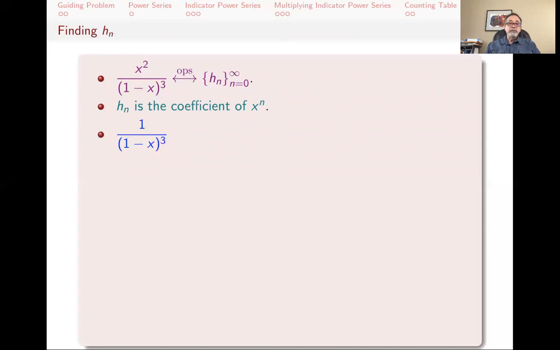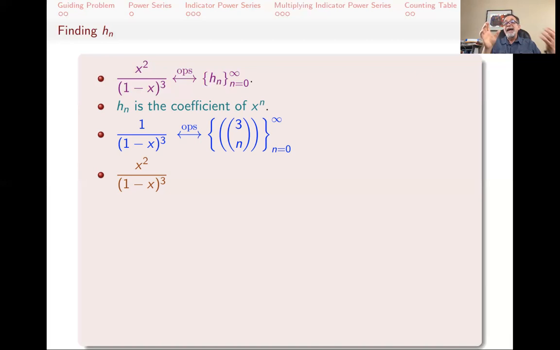We now work backwards. We say, well, 1 over 1 minus x cubed. What is that? Well, that is the ordinary power series of multi-choose numbers 3 multi-choose n. Okay? But what happens when you multiply by x squared? When you multiply by x squared, x to the n becomes x to the n plus 2. So what's the coefficient of x to the n? Well, x to the n minus 2 becomes x to the n after you multiply it by x squared. And the coefficient of x to the n minus 2 was 3 multi-choose n minus 2. So that will become the coefficient of x to the n. And therefore, x squared over 1 minus x quantity cubed is the ordinary power series of that.